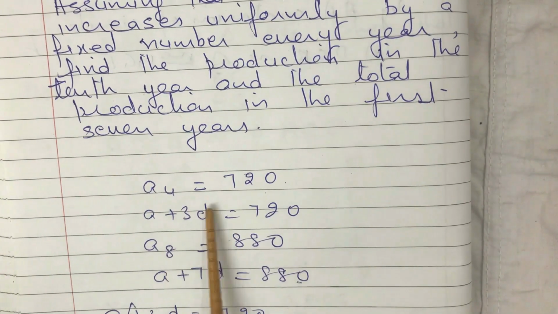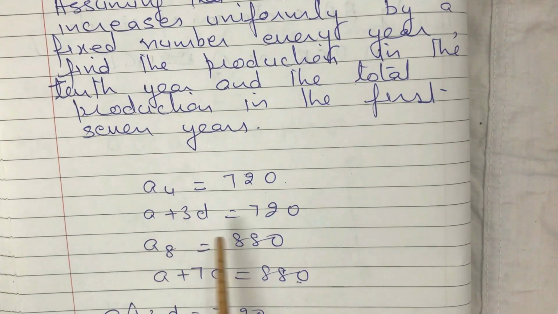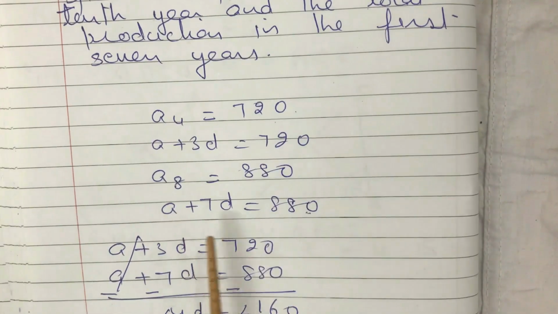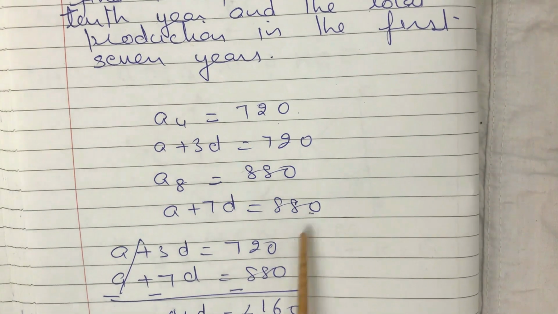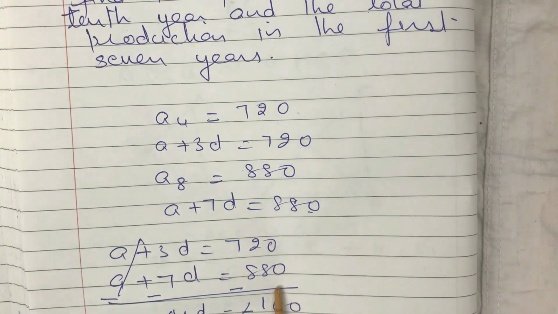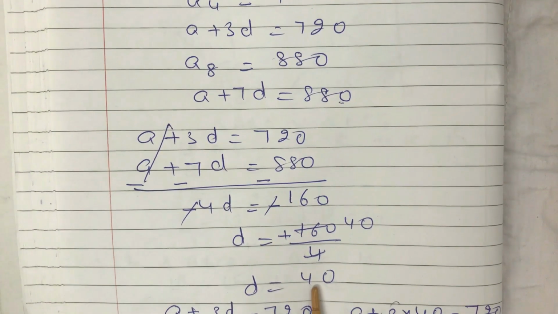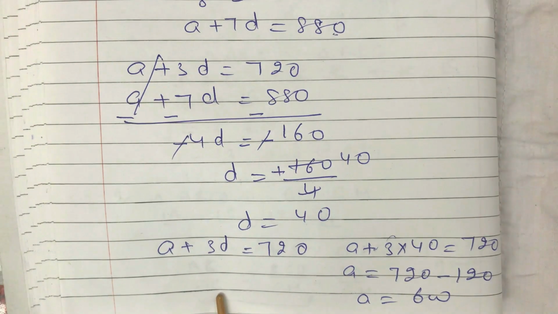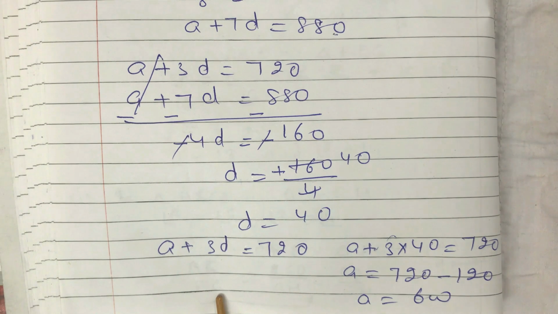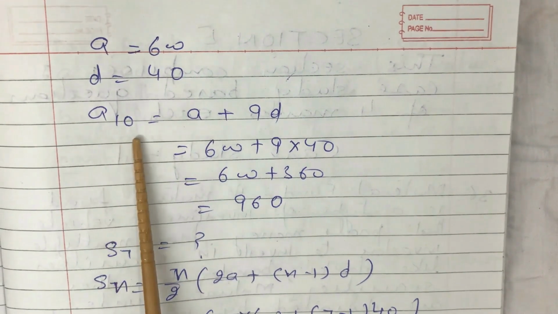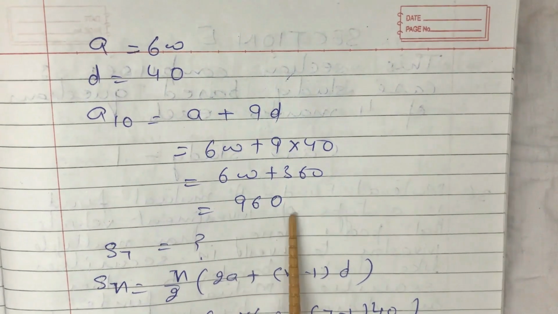Now here A4 is 720. It means A plus 3D is 720. A8 is given 880. It means A plus 7D is 880. Now you can find the value of A and D. By elimination method, find value of D, which will come out to be 40. Now find the value of A. That will come out to be 600. So A is 600, D is 40. Now find A10. A10 will come out to be 960.